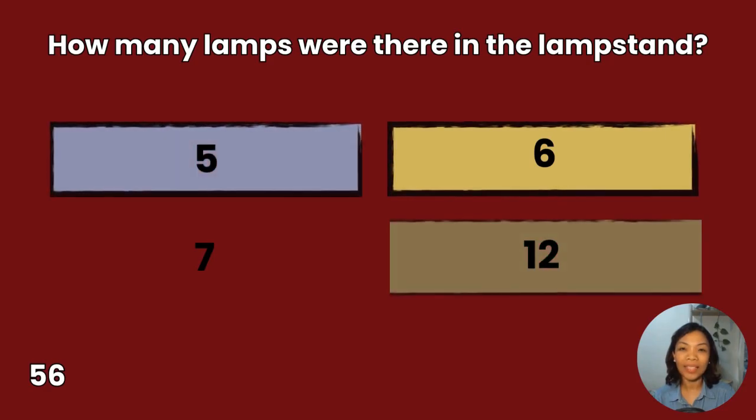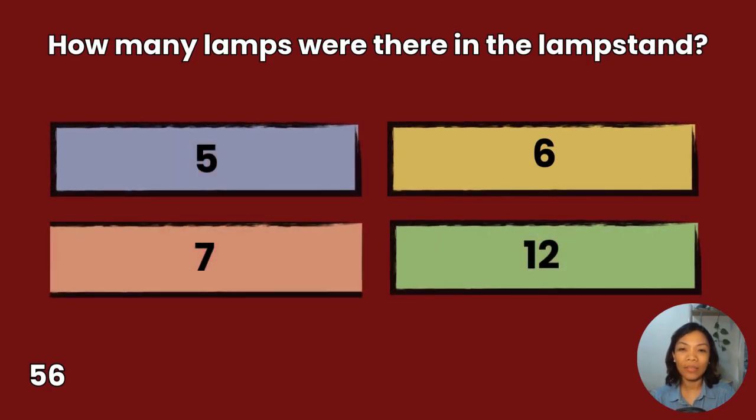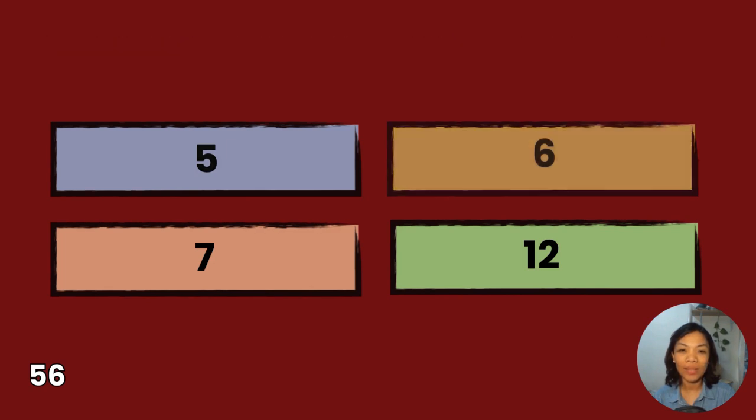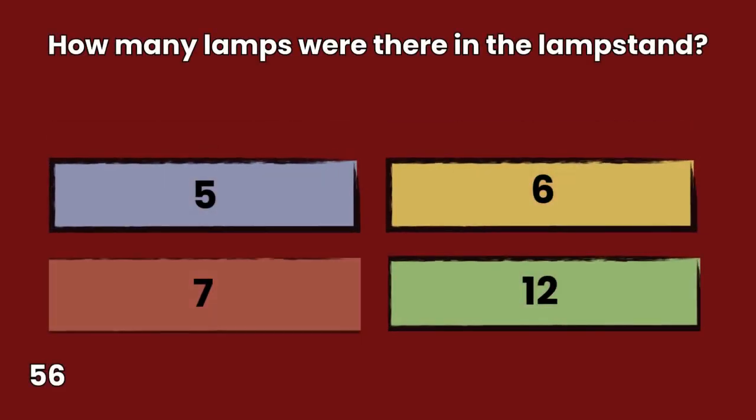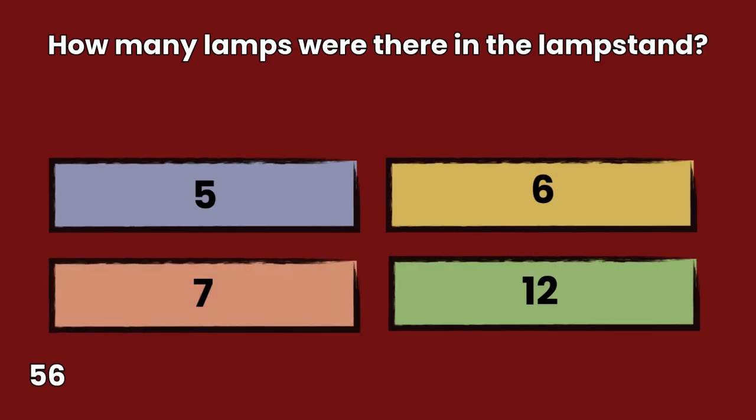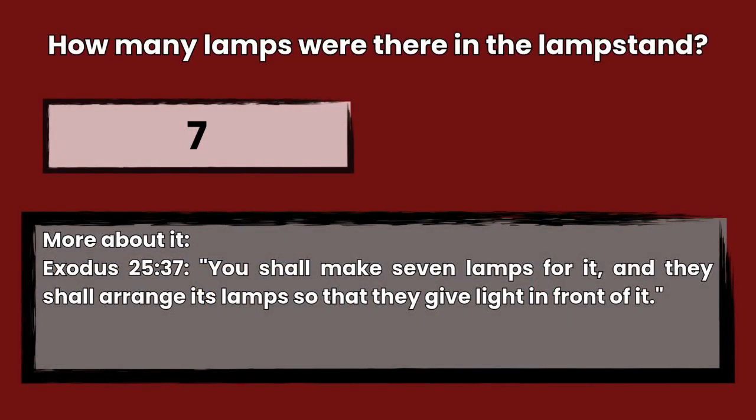56. How many lamps were there in the lampstand? 5, 7, 6, 12. You have 10 seconds to answer. The answer is 7. Exodus 25:37. You shall make 7 lamps for it, and they shall arrange its lamps so that they give light in front of it.